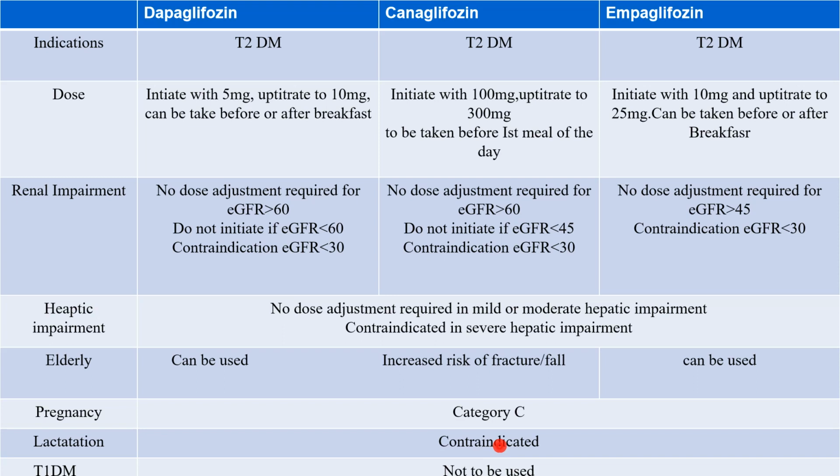So all these three drugs are contraindicated in severe kidney disease if eGFR is less than 30. All these three drugs can be used in mild to moderate hepatic impairment, but they are all contraindicated if there is severe hepatic impairment. We can use these gliflozins in elderly patients, but the risk of fracture or fall is more with Canagliflozin. They have a category C indication in pregnancy, in lactation they are contraindicated, and in type 1 diabetes mellitus they are not to be used.